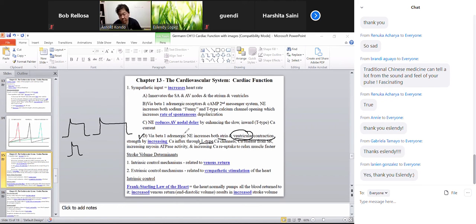And so that's really the two emphasis for heart rate and stroke volume as far as how the autonomic nervous system affects ion permeability, leading to either increases or decreases in heart rate or an increase or decrease in contractility. Okay, so any questions on these bullet points to reinforce what I started off the session with?